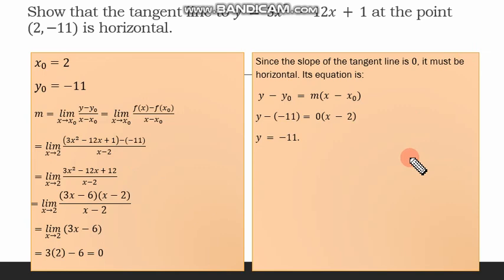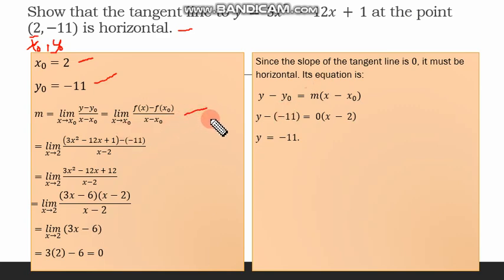Okay, another example: show the tangent line to y is equal to 3x squared minus 12x plus 1 at the point 2, negative 11, if it is horizontal. Okay, so the x sub 0 is equal to 2, and the y sub 0 is equal to negative 11, which is this one. And then y sub 0 is negative 11.